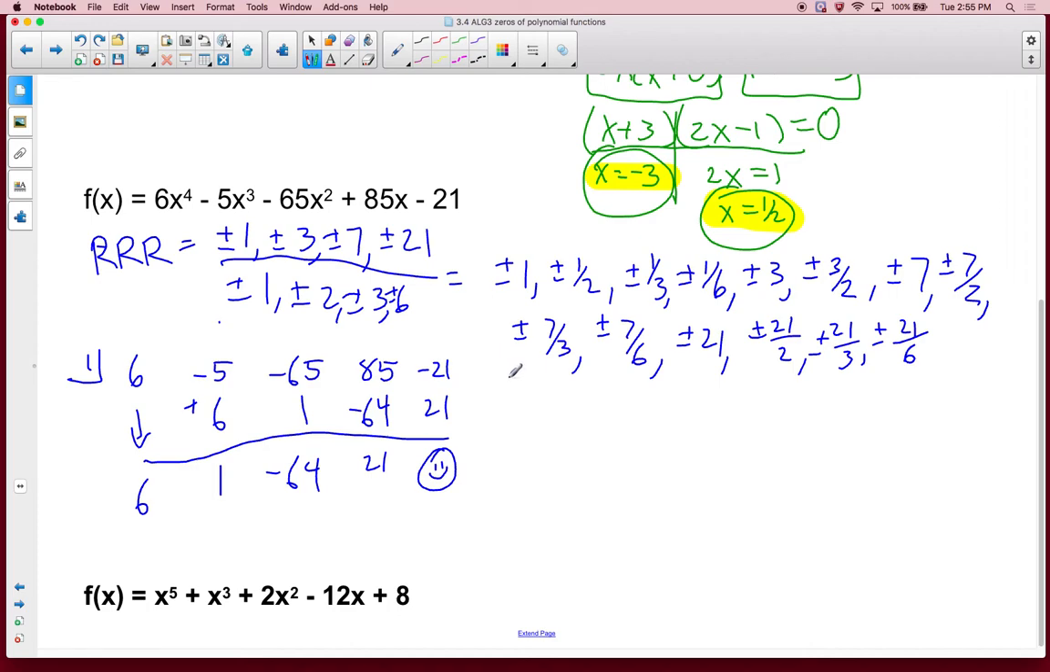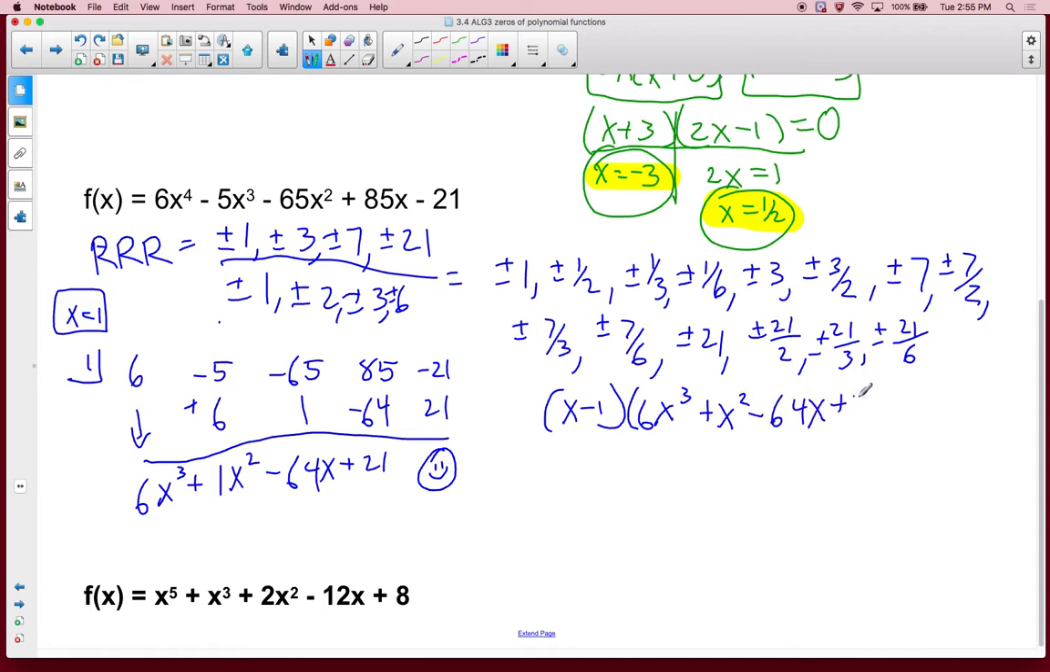That means that x minus 1 is a linear factor because we got x equals 1. And we also know this is my constant. This is going to be my linear term, my quadratic term, and my cubic term. So x minus 1 times all of this, 6x cubed plus x squared minus 64x plus 21. That is starting our factoring of this quartic.